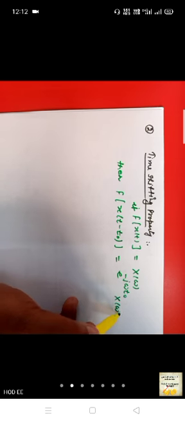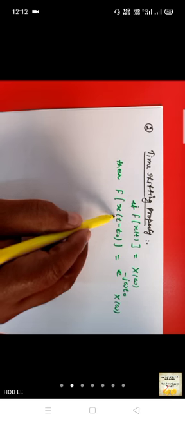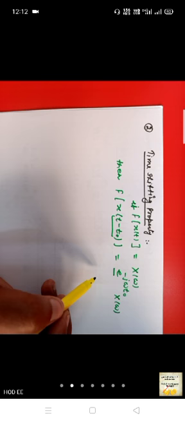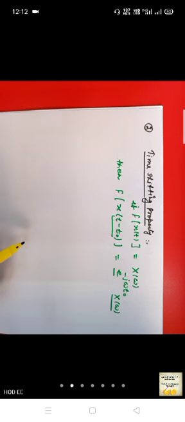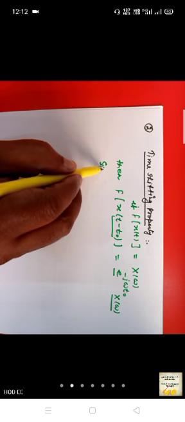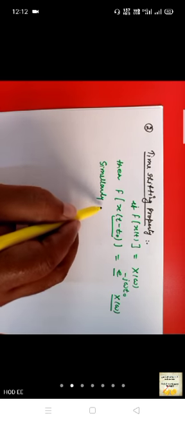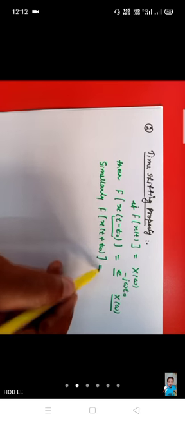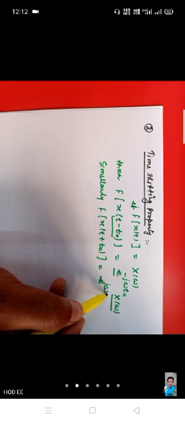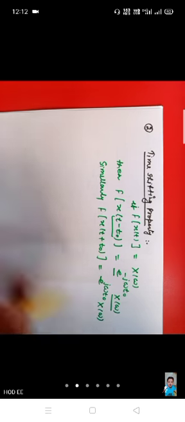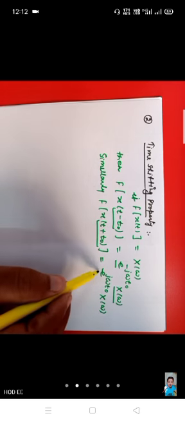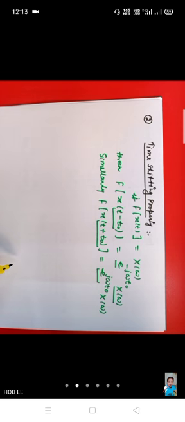X(omega). It means if we make a delay in the time domain, then an exponential decreasing function is multiplied in the frequency domain. Similarly, we can write for time advance. Fourier transform of x(t plus t naught) will be equal to e raised to the power j omega t naught X(omega). Here we are making a time advance in the time domain, then an exponential increasing function is multiplied in the frequency domain. So let's prove it.